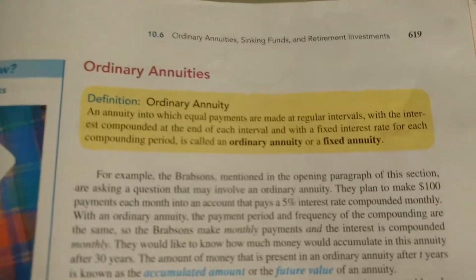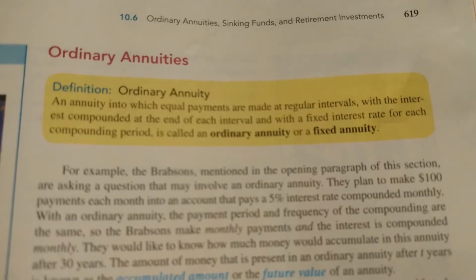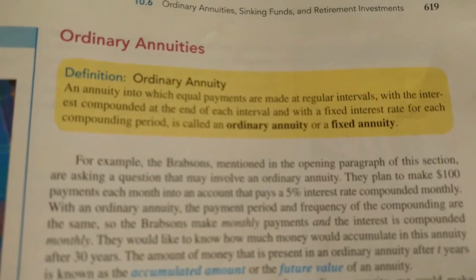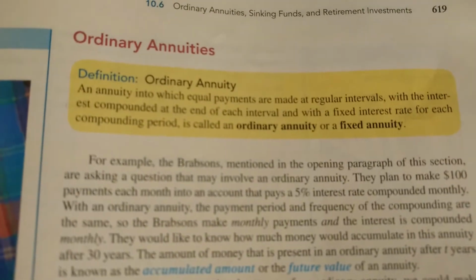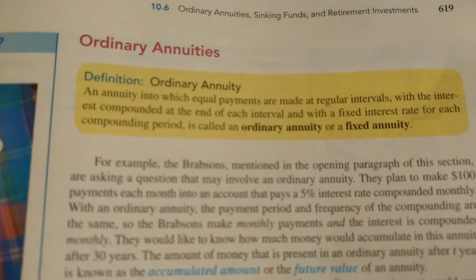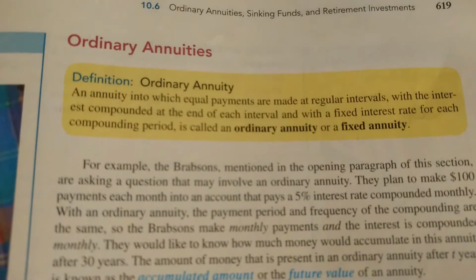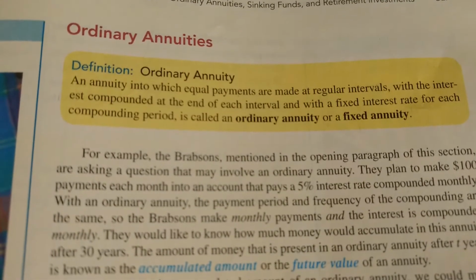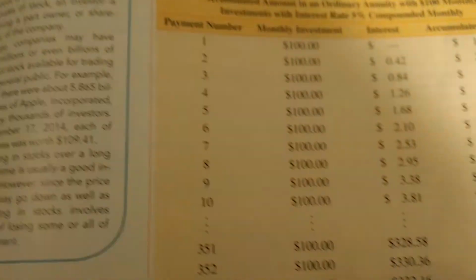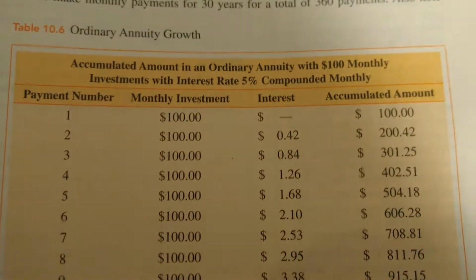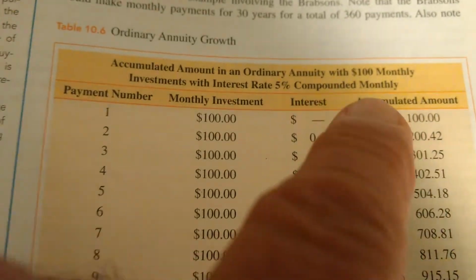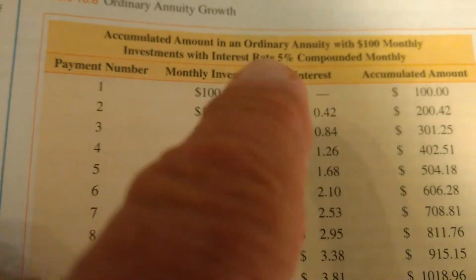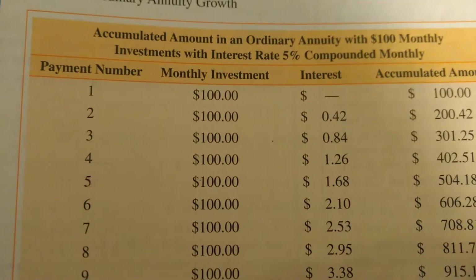An ordinary or fixed annuity has this definition: an annuity into which equal payments, that means you're paying the same thing every month, are made at regular intervals, whether it's monthly, quarterly, or whatever, with the interest compounded at the end of each interval, and with a fixed interest rate for each compounding period. This is called an ordinary annuity or fixed annuity. Basically, if you fall into one of these types of retirement accounts, you agree to pay so much a month. Here, someone's agreeing to pay $100 a month. The interest rate is 5%, and you're paying it monthly.